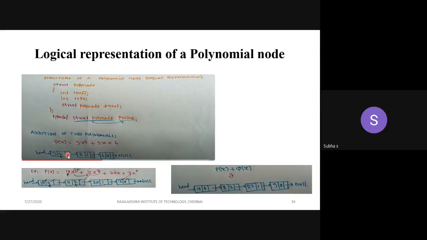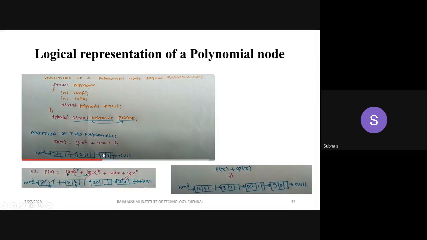This is the address field of this particular node. It is pointing to whom? Pointing to the next node. What is the next element in your polynomial? 2x. So you are mentioning it like this. So 2, what is the second part? Power. 2x power 1. So place 1 here.